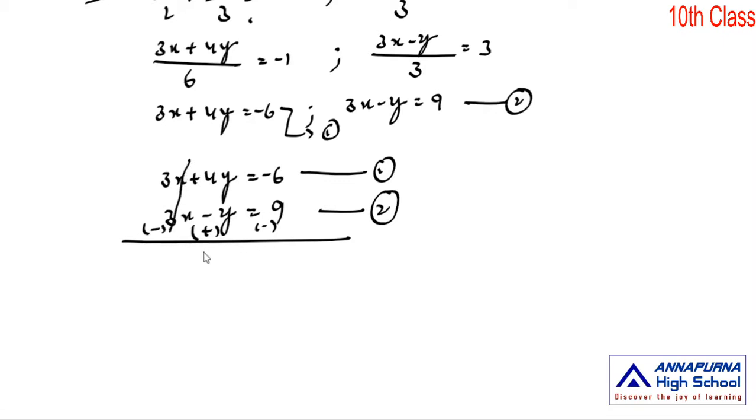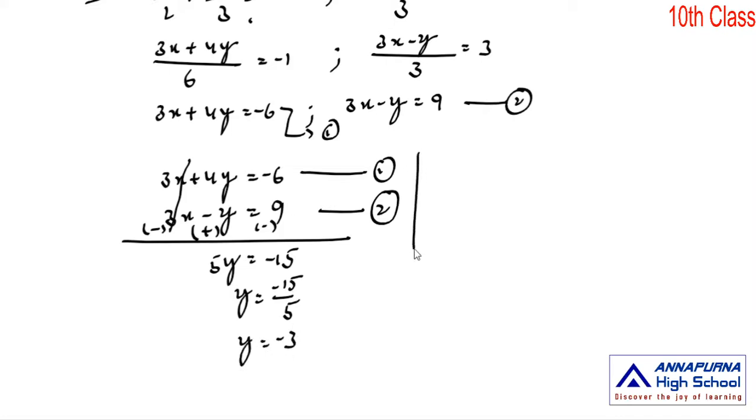Plus 3x minus 3x cancel. So 4y plus y, 5y, is equal to minus 6 minus 9, minus 15. So y is equal to minus 15 by 5. y is equal to minus 3.